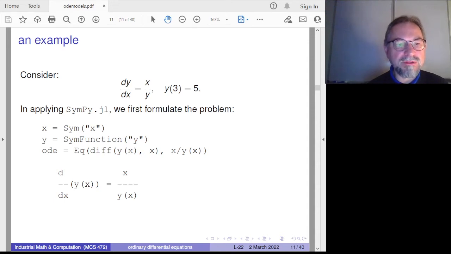So we have to use the Eq construction to formulate the equation. The first argument of Eq is the left side, the second argument is the right side. Using the equal symbol doesn't really work that well here, because the equal is reserved for the assignment. So I will give the prompt.